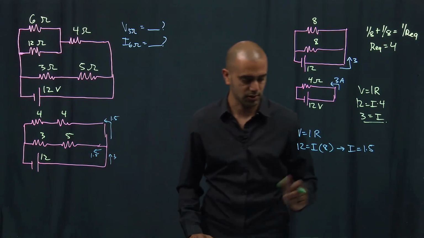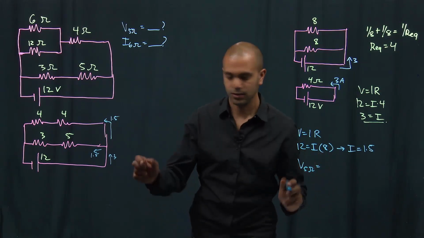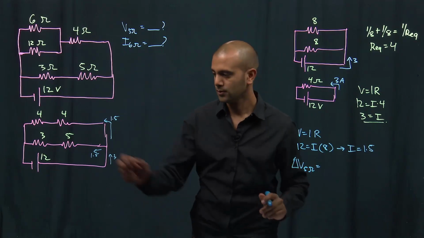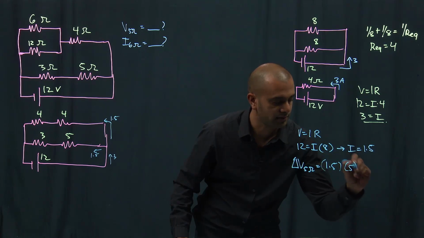5 ohms, which gives us a voltage of the resistance times the current, which is 1.5 times 5, and that gives us 7.5 volts.